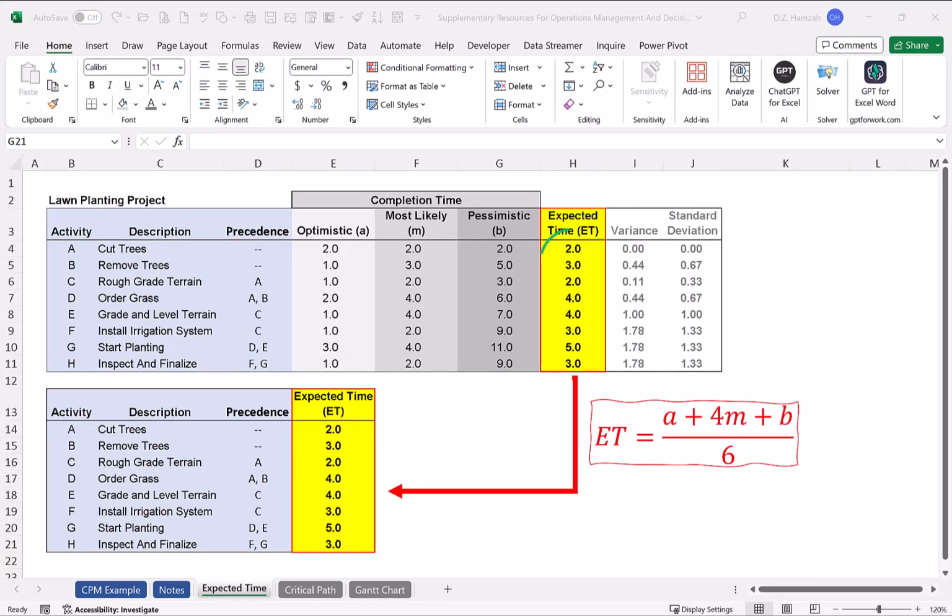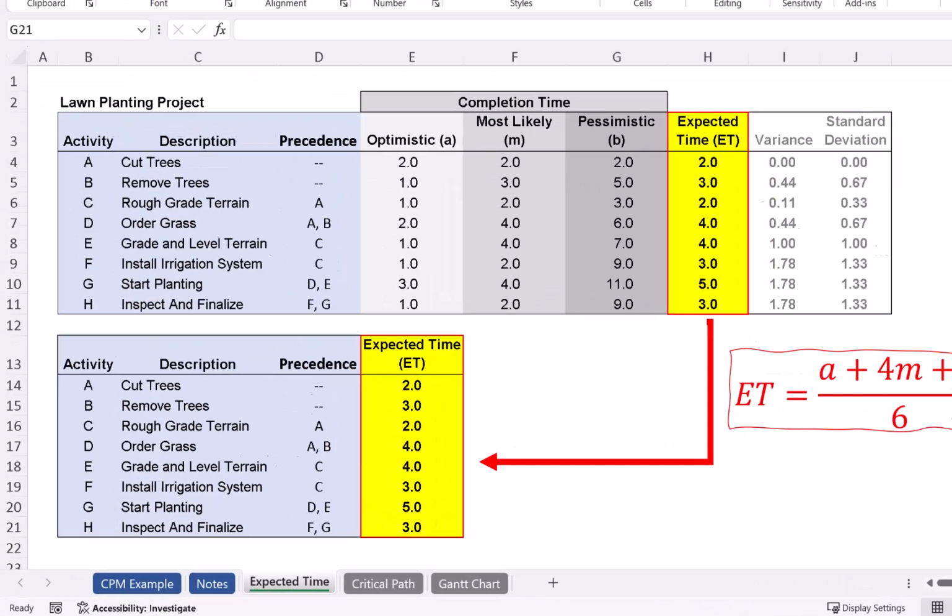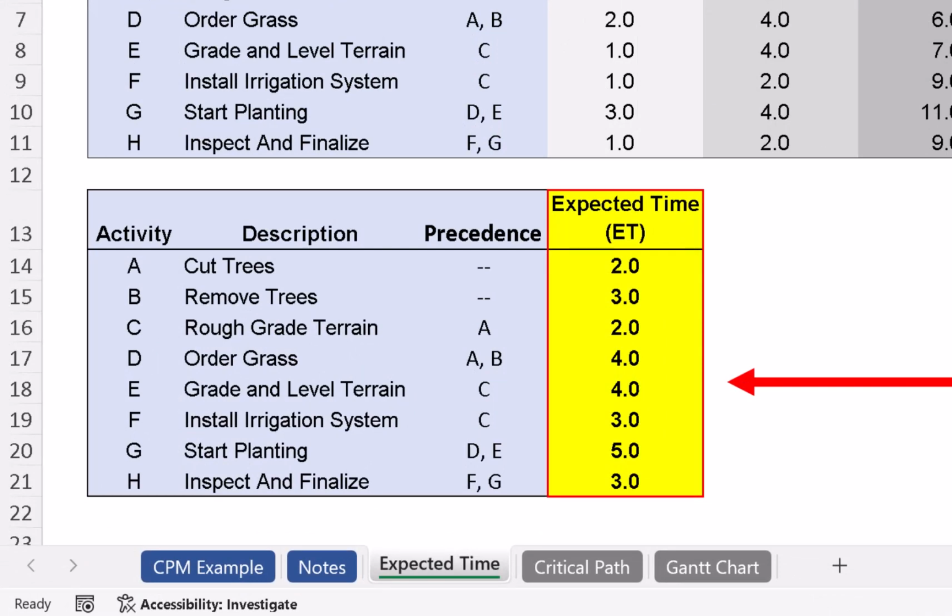And you see the result in the lower section of the screen, where we cleaned up what seems like a complex spreadsheet into a precedence table with expected times right next to it.